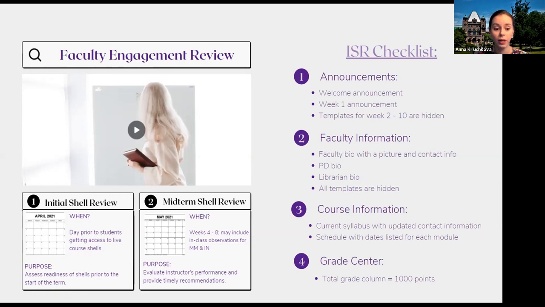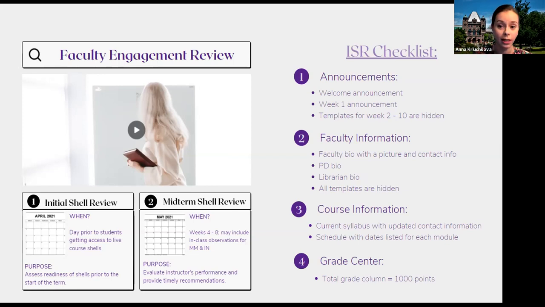So basically, at this point, we are assessing the readiness of the shell prior to the start of the term. And on the right, you can see the initial shell review checklist that the person designated to complete the review is following. So as you can see, it's pretty straightforward. I will be speaking from my own experience of how I do the initial shell reviews. So first thing, you go into the course shell. You switch on to the student view and you take a look at what the student is seeing, basically from their perspective, what they're seeing when they're entering the shell.